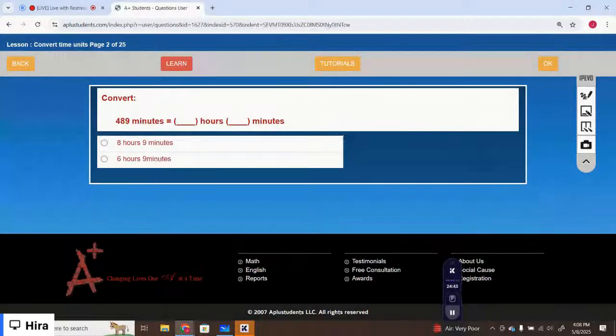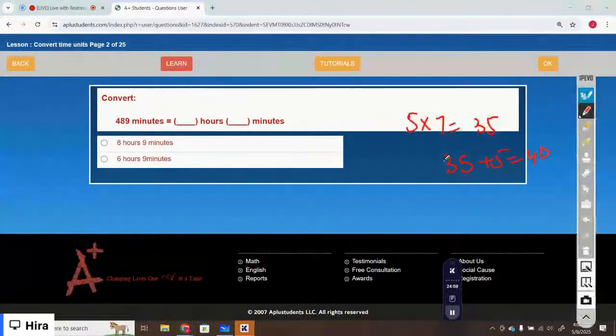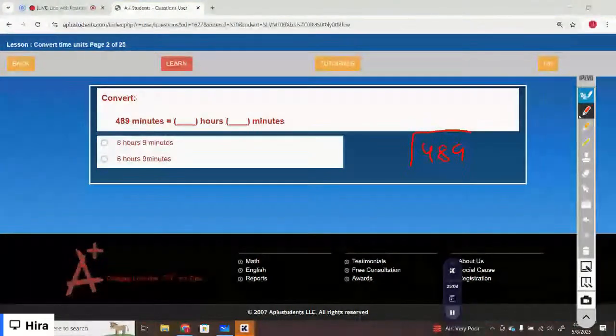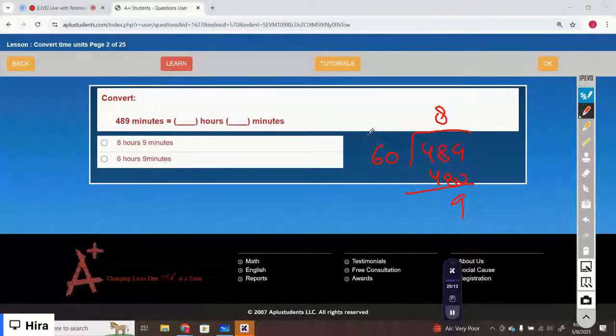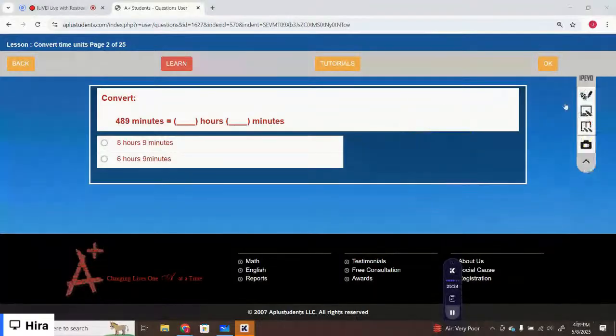489 minutes. We need to divide it by 60. 8 times 6 is 48. So 8 hours and 9 minutes. That is 8 hours, 9 minutes.